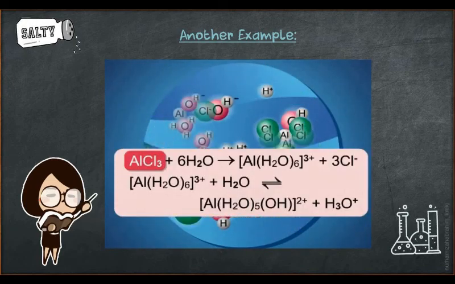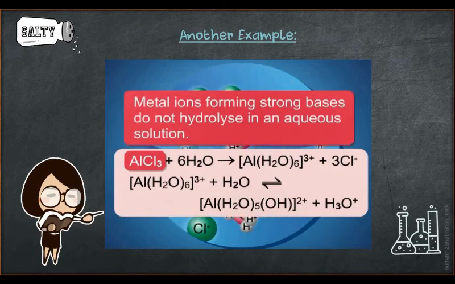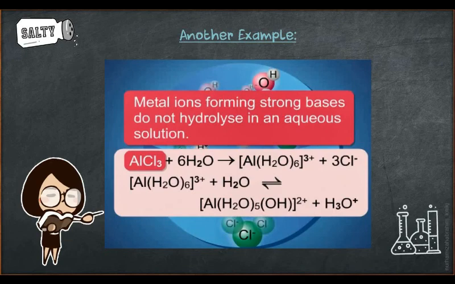Aluminium chloride undergoes similar reactions in an aqueous solution. Only metal ions which form strong bases, such as sodium ions, potassium ions and calcium ions, do not undergo hydrolysis in an aqueous solution.